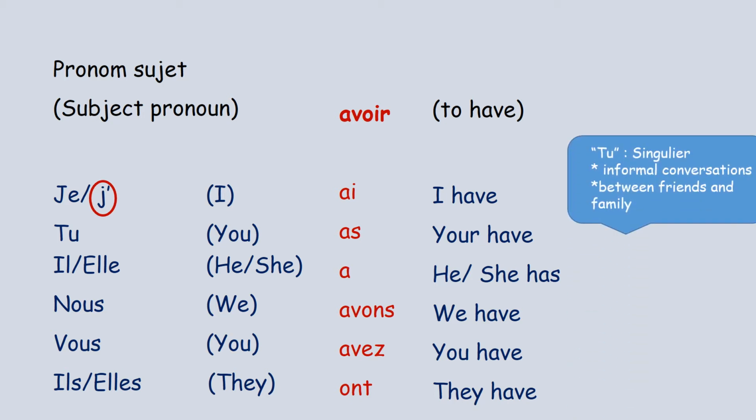And we know already that tu is for singular and for informal conversations. When you are informal with somebody, like when you are talking to a friend or a family member, you are using tu. But if you are talking to more people, then it would be vous. Even if you are talking to many friends, you would say vous. And if you are talking to the teacher or somebody you are formal with, you would use vous, even if the person is singular.